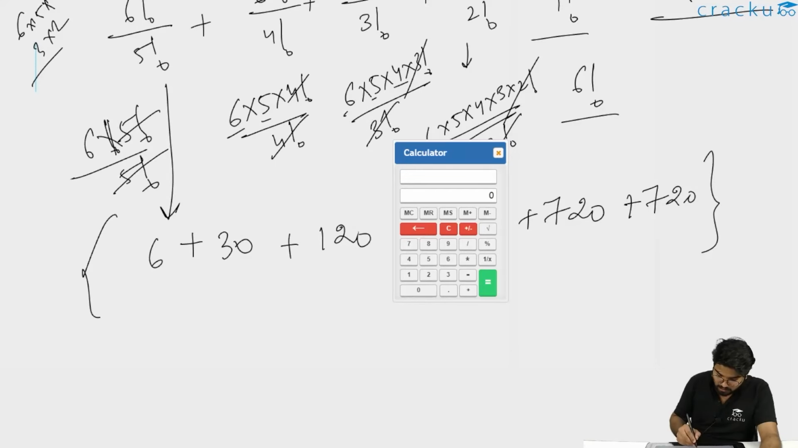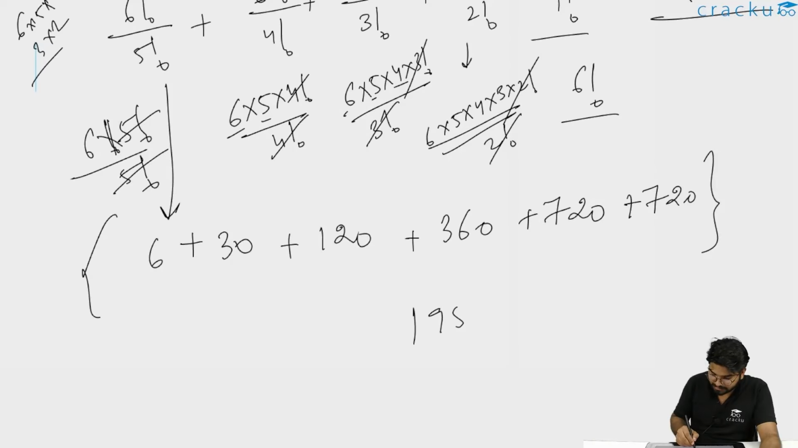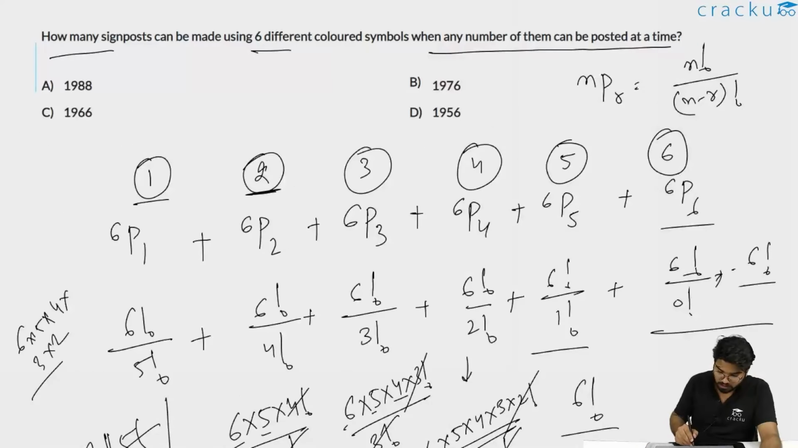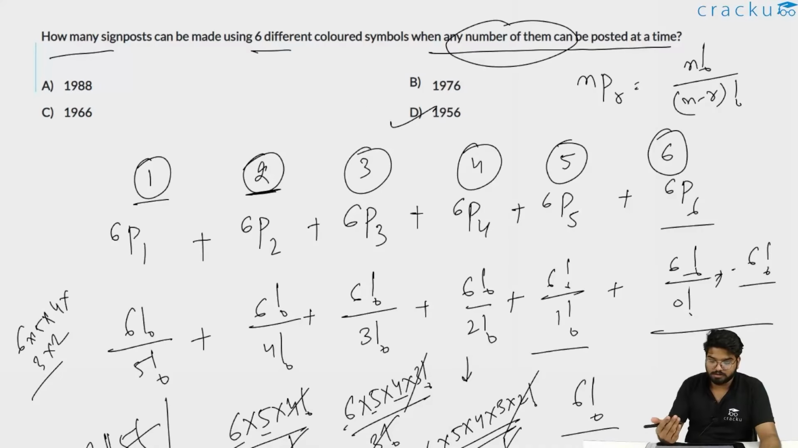Let's calculate this out. So there are 1956 ways in which we can actually arrange. So the answer has to be option D. All you need to understand here is that you need to apply the permutation, and it can be possible from selecting one symbol to all the 6 symbols, because there is no restriction and it is given that we can select any number of them at once.